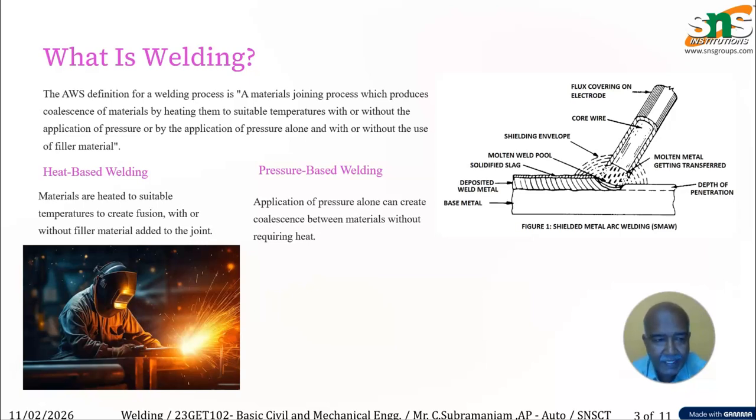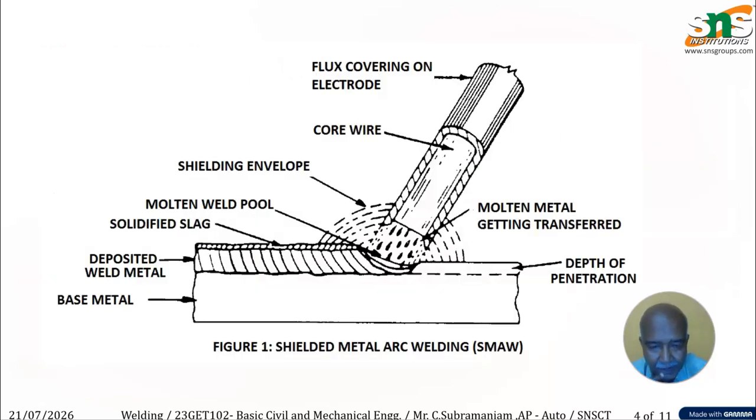Heat-based welding is where heat is supplied on the material as well as the electrode itself, such that it melts the parent metal as well as the electrode, and both are joined, joining the materials. Pressure-based welding means application of pressure only. There will be no melting of metals, but by applying pressure on both the metals, it will be fixing it, joining it.